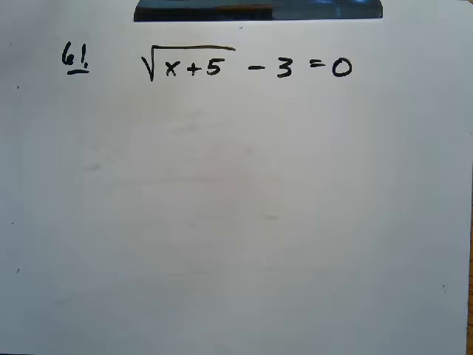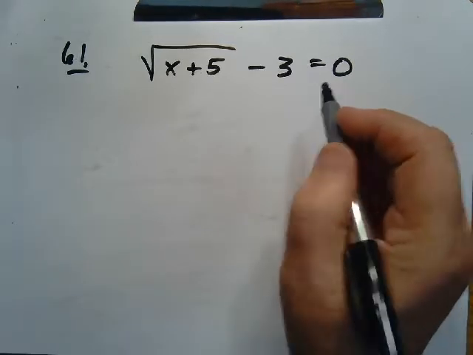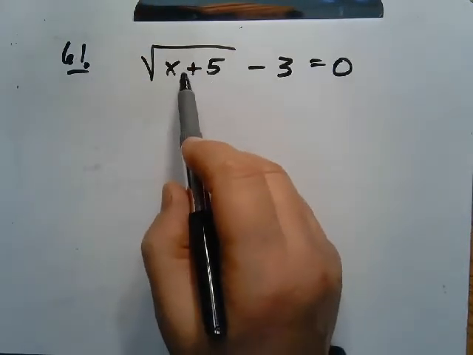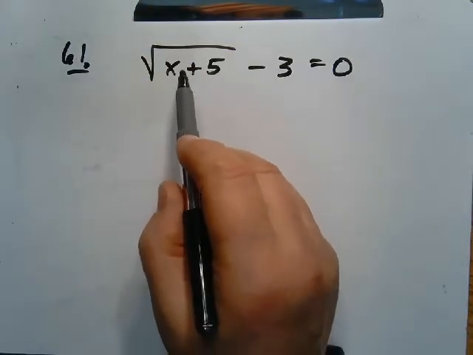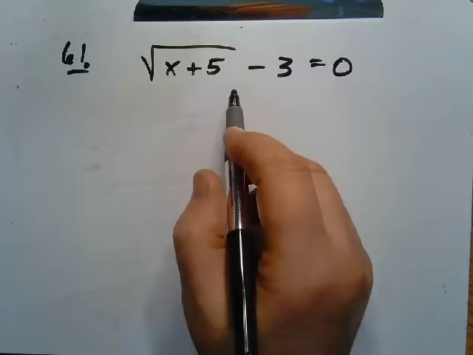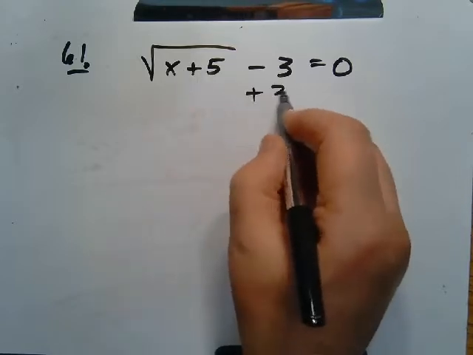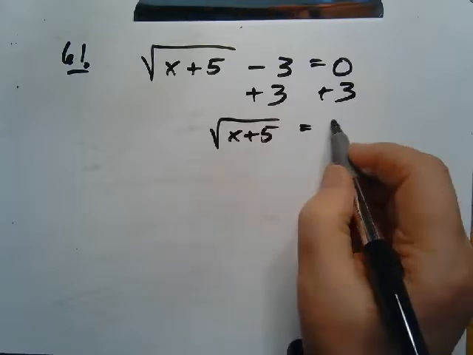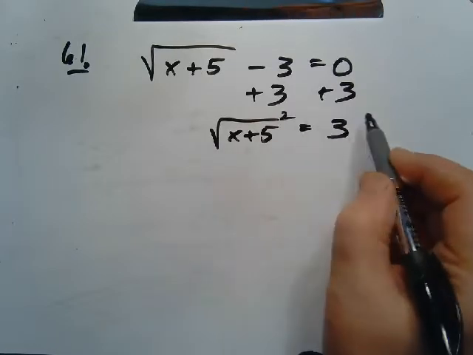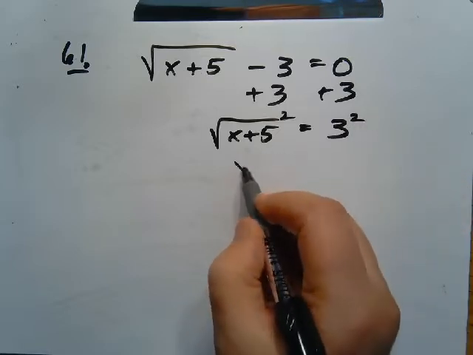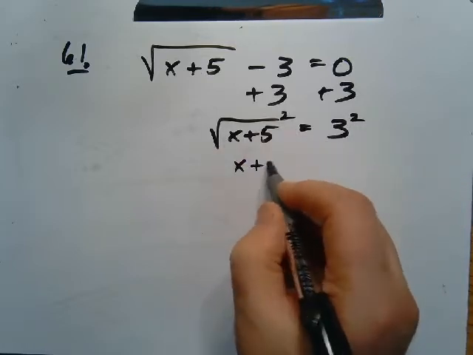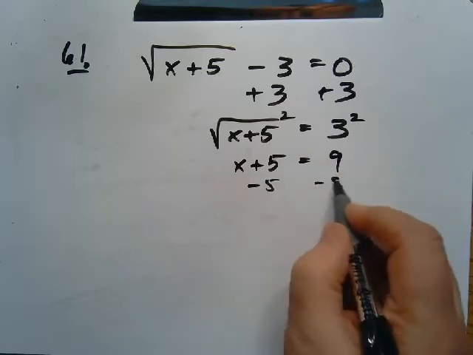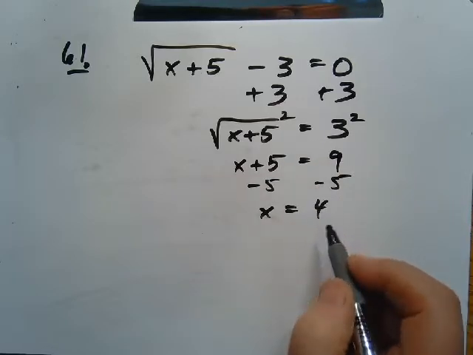All right, here's problem 61, and just again underscoring from the last problem, it's very important when you square both sides that you always check the answer you get back in the original problem. All right, let's solve for x. We're going to add 3 to both sides here. Most people won't have too much trouble with this one. And now I'm going to square both sides. The square root and the square undo each other, and I get 9. Subtracting 5 from both sides, x is equal to 4.